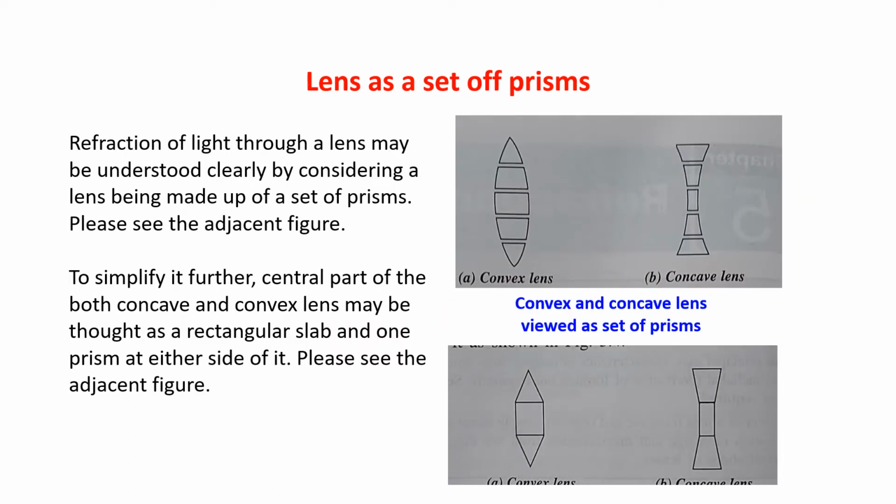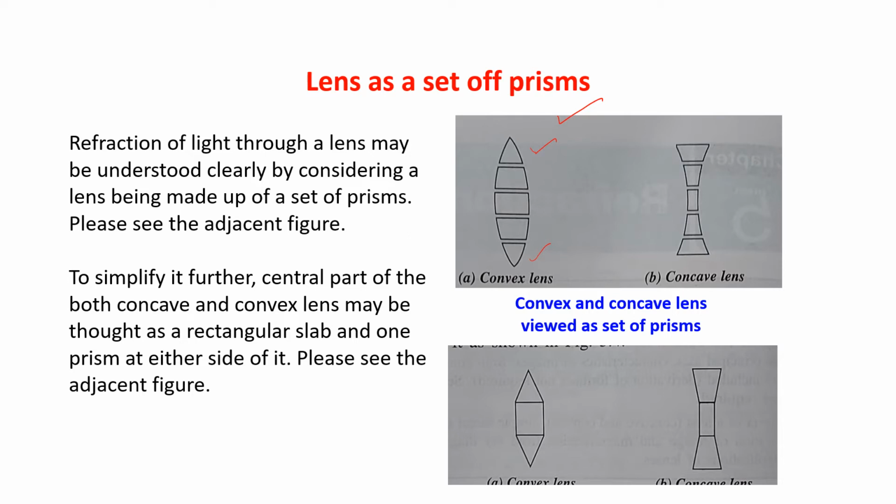Lens as a set of prisms. Refraction of light through a lens may be understood clearly by considering a lens being made up of a set of prisms. Now just see the figure here. The first one is showing a convex lens, which may be considered as divided into different parts, and the middle part is acting like a rectangular glass block, and the lower and the upper parts are just looking like a prism. They are acting like a prism.